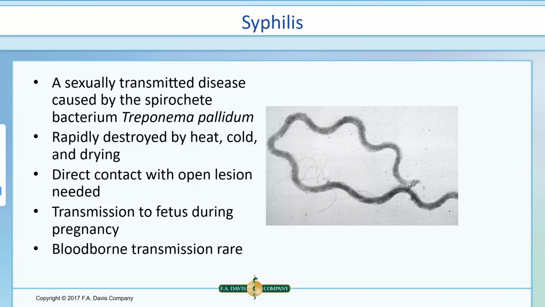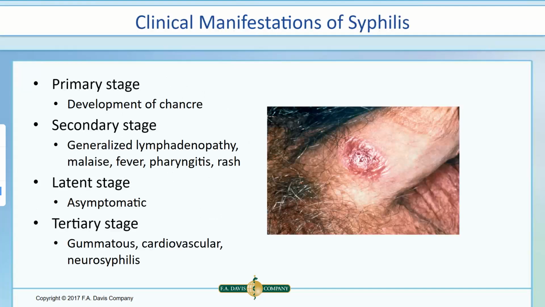The primary stage is the development of the canker. This canker is the only time that you can actually access the spirochete. If you do have the presence of the canker, then you can swab and you can do fluorescent microscopy. And you can even use fluorescent antibodies to specifically bind to this, and then you can see it under the microscope. If the lesion is closed, the secondary stage and other stages are not able to be visualized as easily.